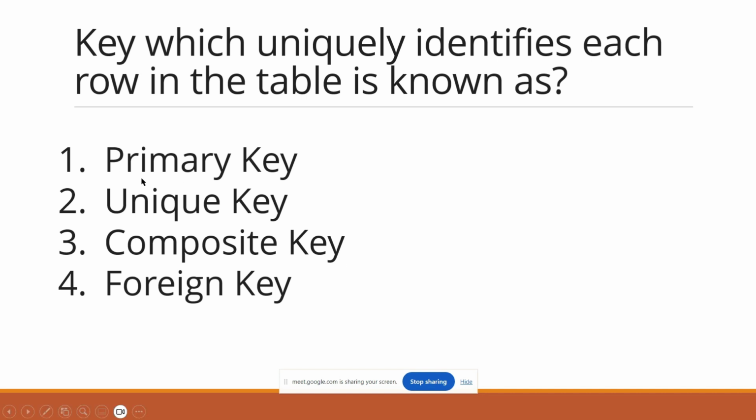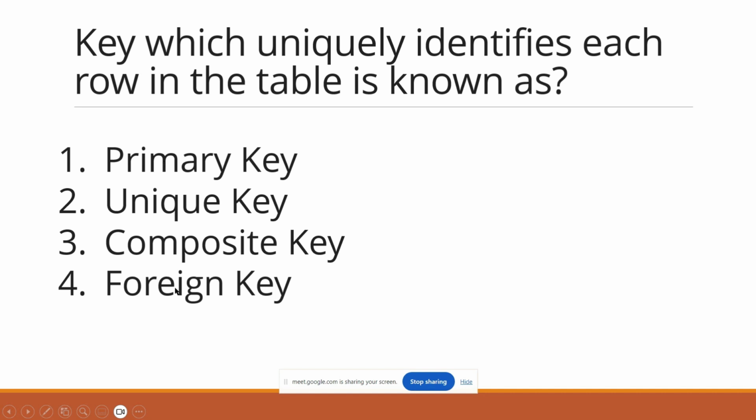It will always be the primary key which uniquely identifies, because in a table we have different foreign keys. Multiple foreign keys we have, but the primary key should always be one. So always the primary key will be considered as the one which uniquely identifies the row in a table.